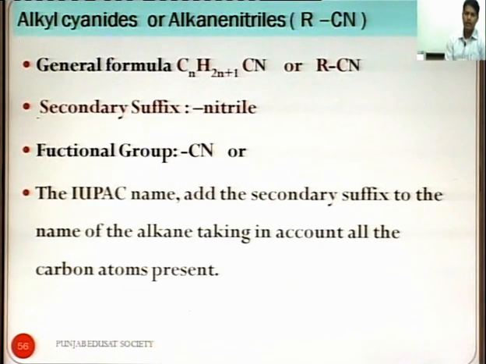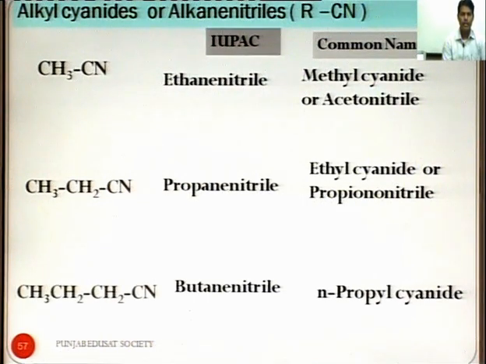For alkyl cyanide, the general formula is RCN. The secondary suffix is nitrile, the functional group is CN. In the IUPAC name, add the secondary suffix to the name of the alkane, taking into account all the carbon atoms present. Examples are ethanenitrile, and the common name is methyl cyanide. That is, in this name the carbon of cyanide is added with the alkyl group: ethanenitrile and methyl cyanide, propanenitrile and ethyl cyanide. The next member is butanenitrile and n-propyl cyanide.